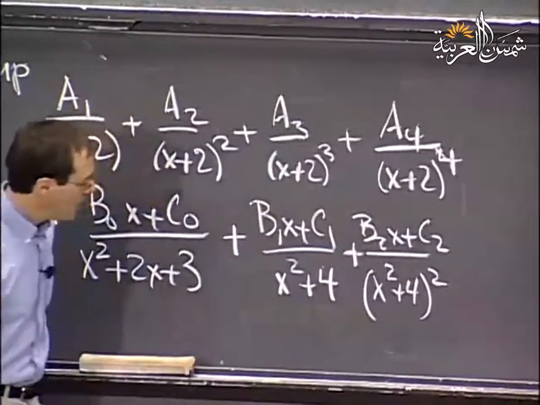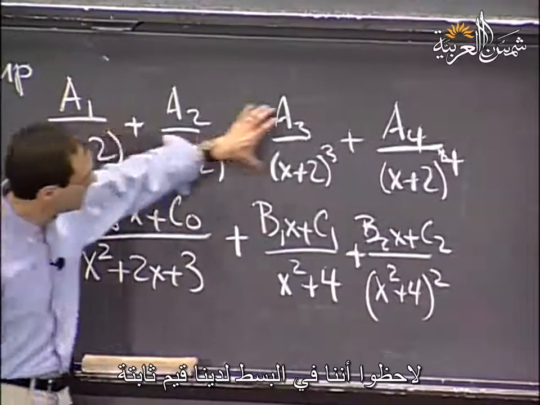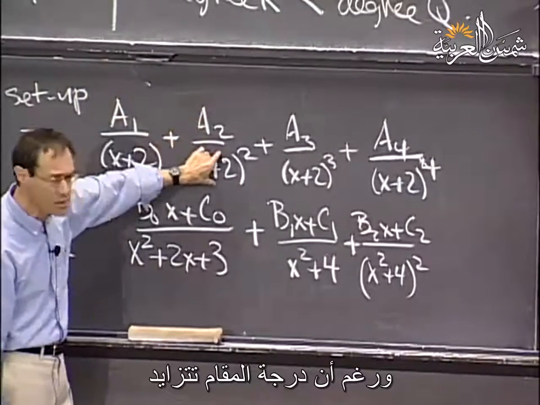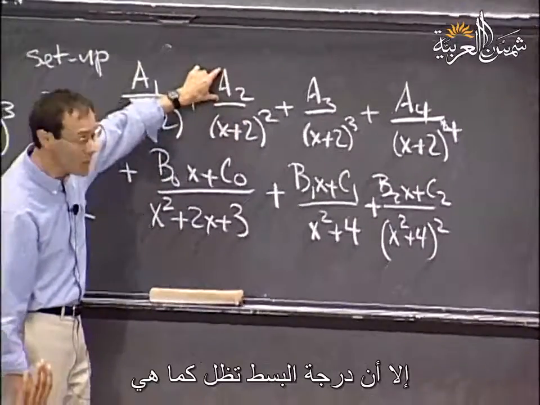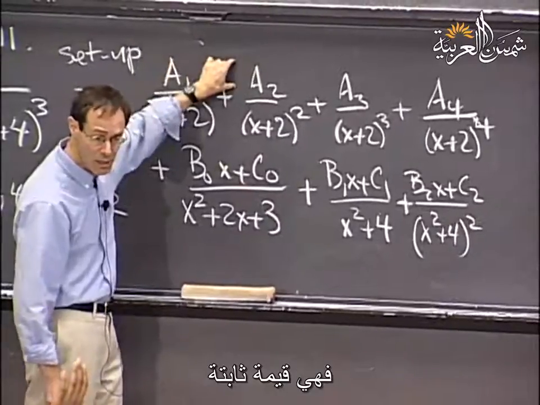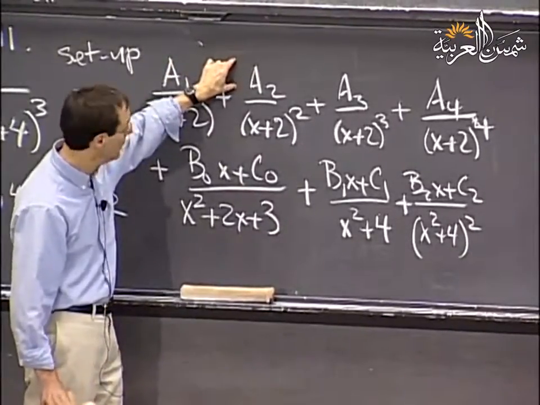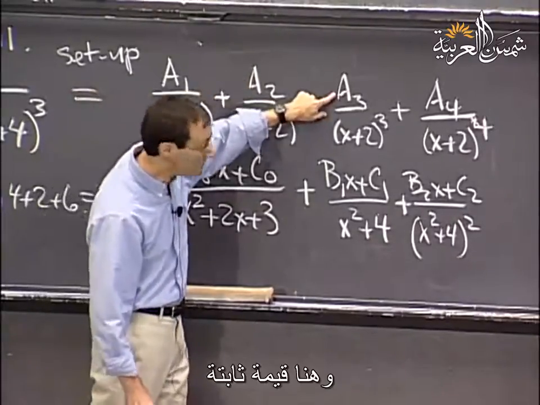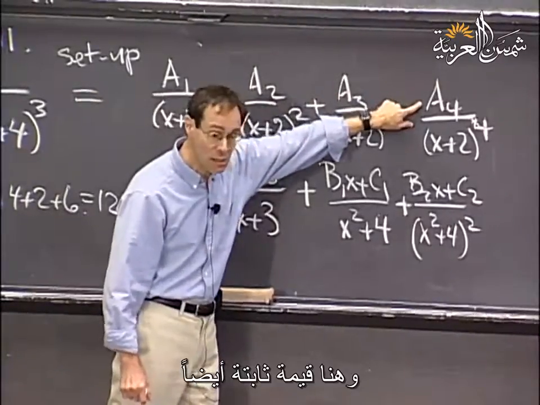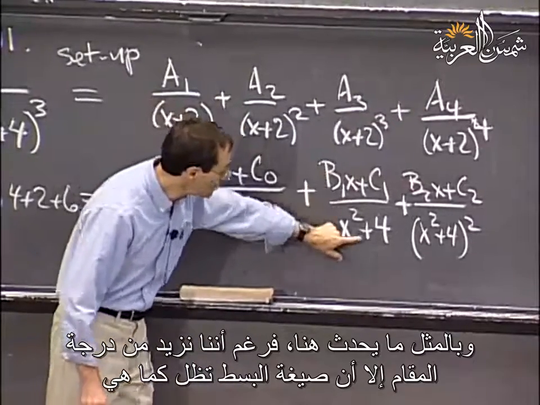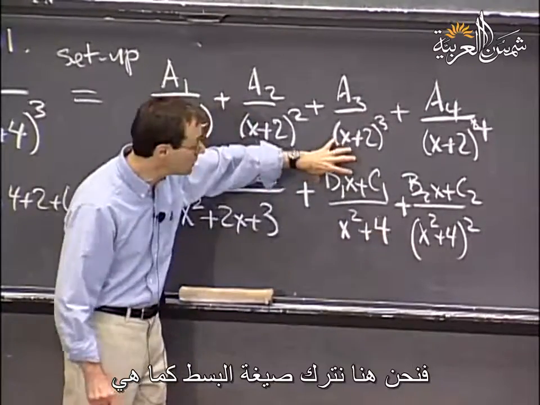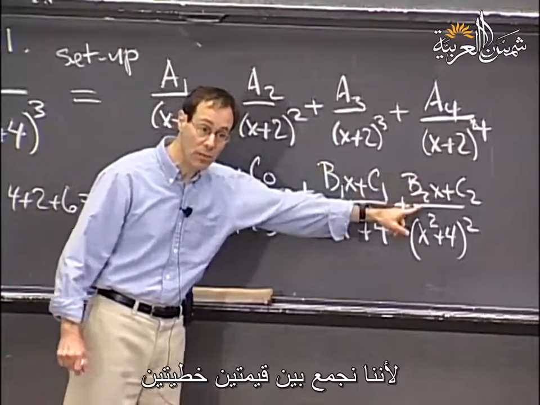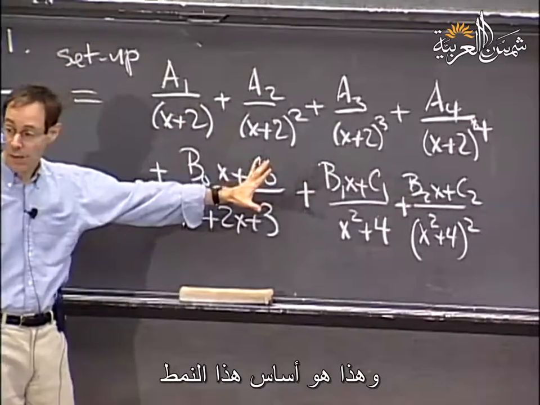All right? Now, notice, just as in the case of this top row, I have just a constant here, and even though I increase the degree of the denominator, I'm not increasing the numerator. It's staying just a constant. It's not linear up here. It's better than that. It's just a constant. And here I stayed a constant, and here I stayed a constant. Similarly here, even though I'm increasing the degree of the denominator, I'm leaving the form of the numerator alone. It's just a linear factor and a linear factor. So that's the key to this pattern.